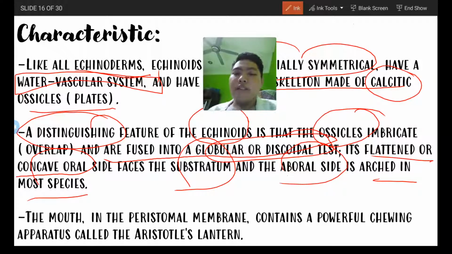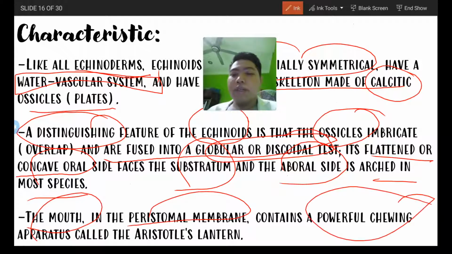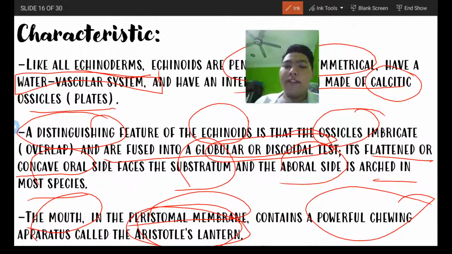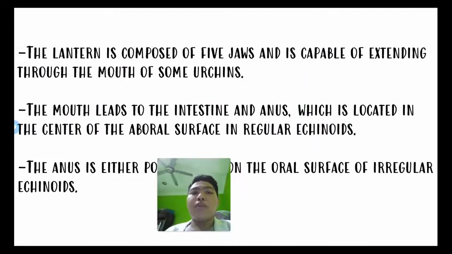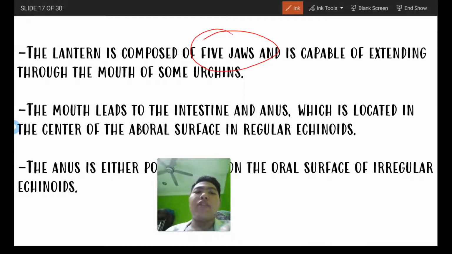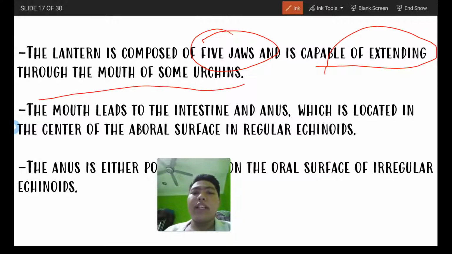The mouth, in the peristomal membrane, contains a powerful chewing apparatus called the Aristotelian lantern. So echinoids have this peristomal membrane around the mouth with a powerful chewing apparatus called the Aristotelian lantern. This Aristotelian lantern is composed of 5 jaws. They have 5 jaws in the mouth, capable of extending through the mouth of some echinoids.